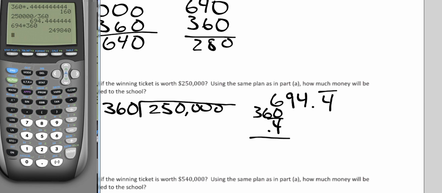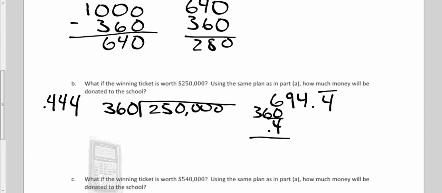Now, if I subtract that from 250,000, so 250,000 minus this, I get 160. Whoa. Okay, so 160 it is. 160.